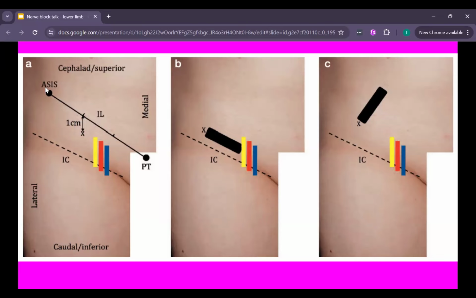So for our landmark here, we're using the ASIS and the pubic tubercle. If we divide that up into thirds, we're going to use the lateral third and then just go a centimeter lower, and that's going to be our entry point for the landmark technique. And that's more or less going to be very similar to the orientation for the fascia iliaca block.